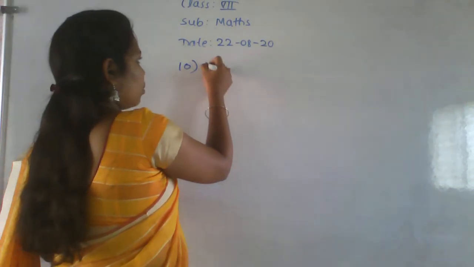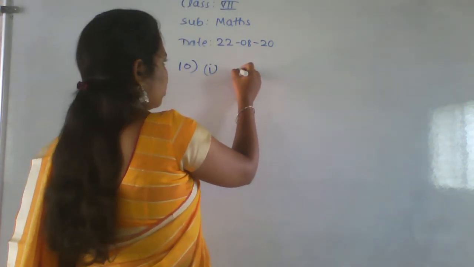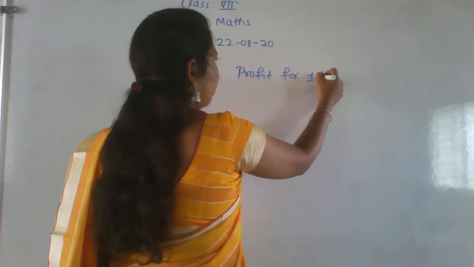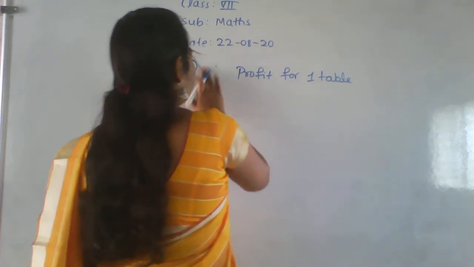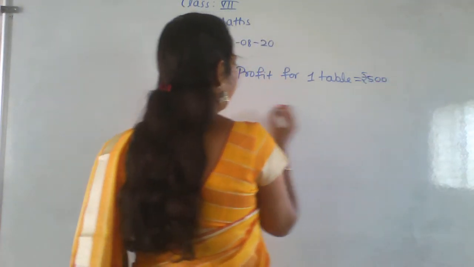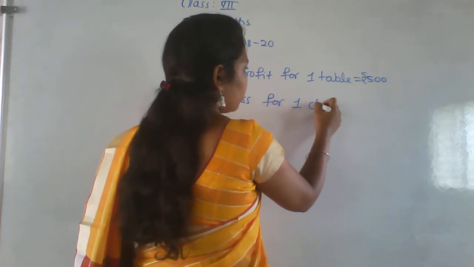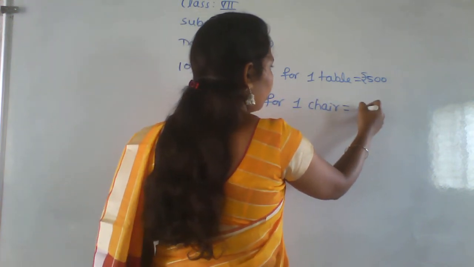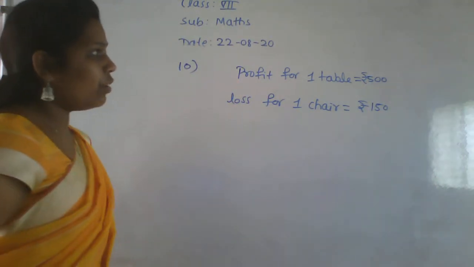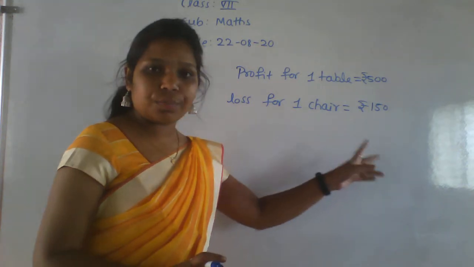Solving the first question. Profit for one table is equal to 500, and loss for one chair is equal to how much? Rupees 150. Okay, profit for one table is rupees 500 and loss for one chair is rupees 150 here.